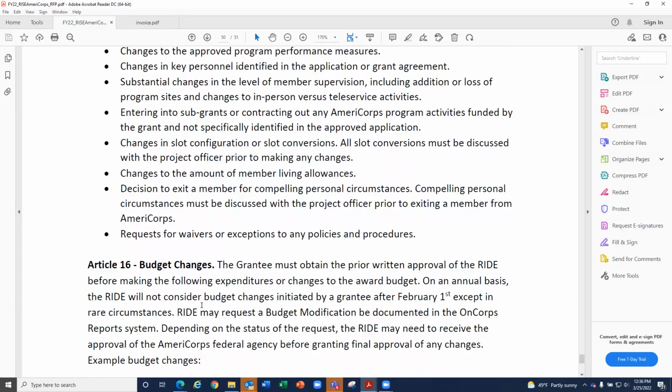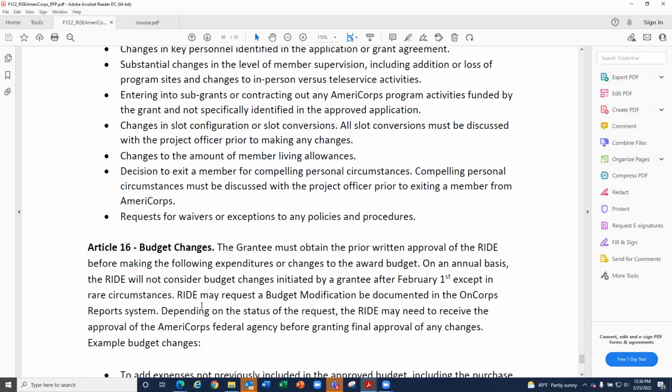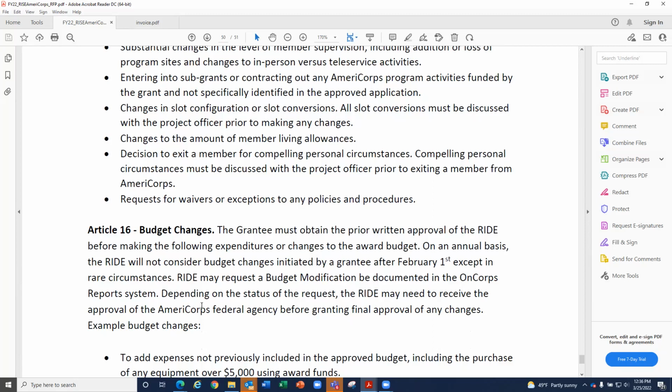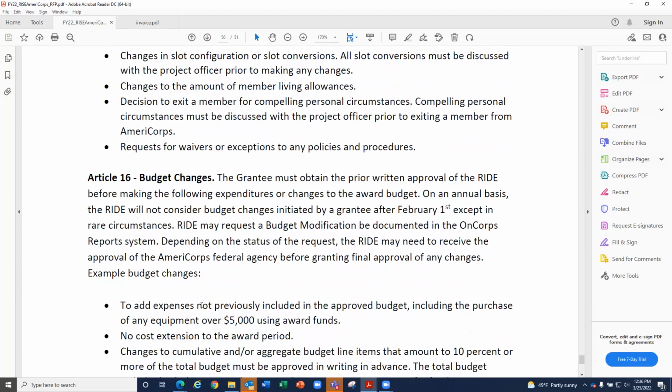And that includes budget changes. The state agency, with very few exceptions, and certainly here in the documentation, says that we won't consider budget changes after February 1st, except in rare circumstances.